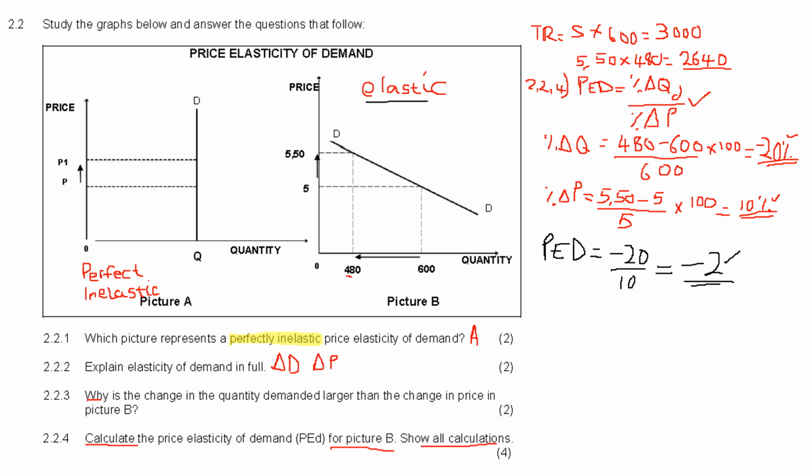We have also looked at the factors that influence the price elasticity of demand: the nature of the products, the price of the product, the income levels of the citizens, and the availability of close substitutes. So this is all that you needed to know on price elasticity of demand.